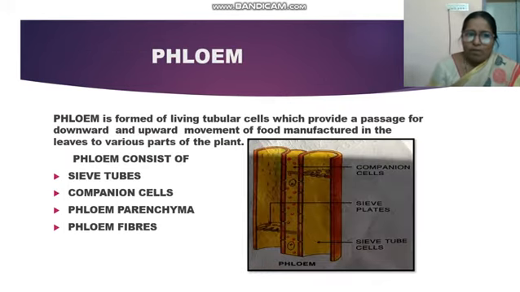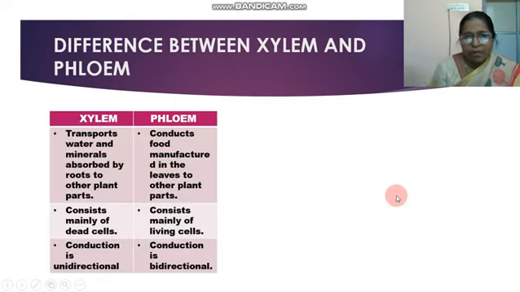What is phloem? Phloem is formed of living tubular cells which provide a passage for downward and upward movement of food manufactured in the leaves to various parts of the plant. You just observe the diagram. You can see in the diagram the constituents like sieve tube, companion cells, phloem parenchyma and phloem fibers.